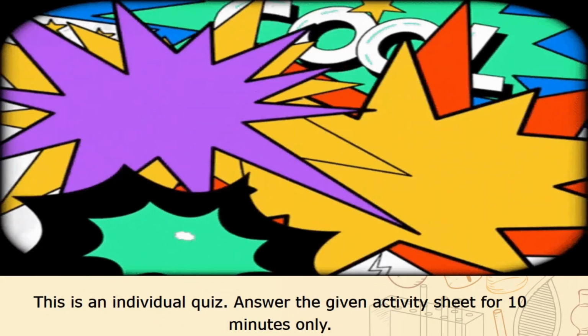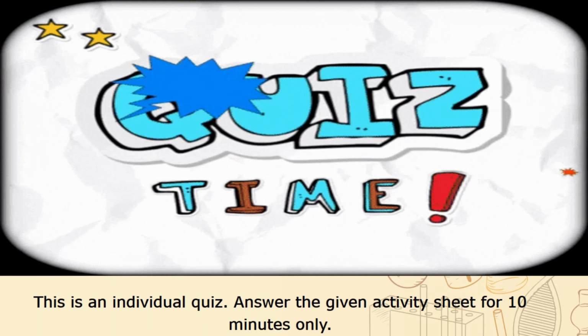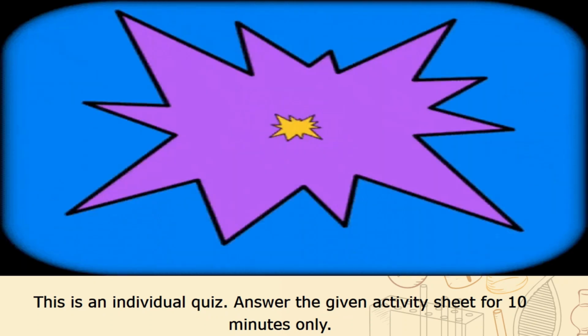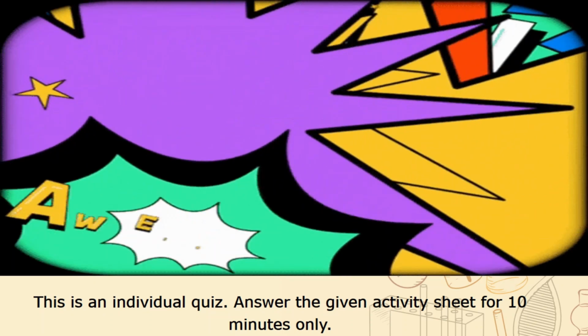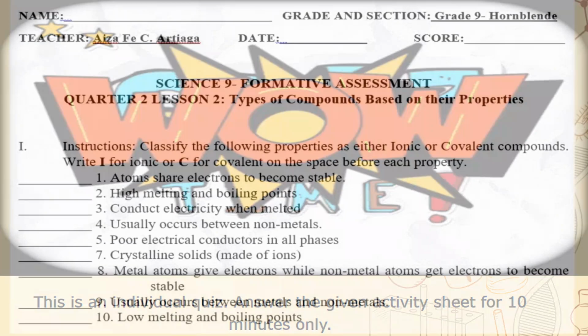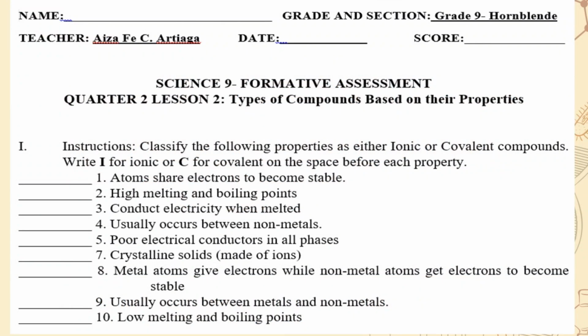Quiz time. So this is an individual quiz. Answer the given activity sheet. So here are the questions for formative assessment.